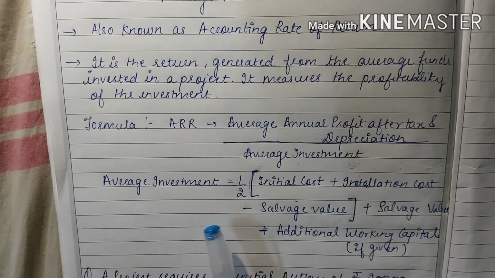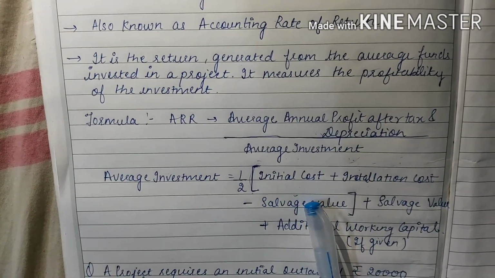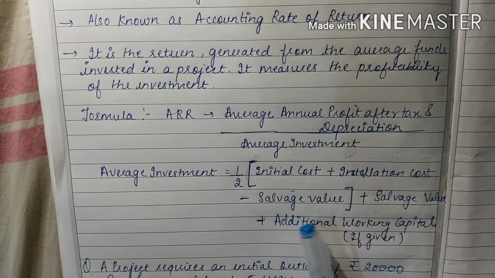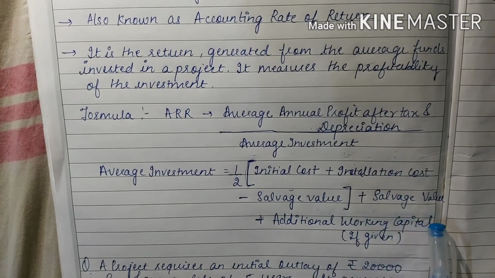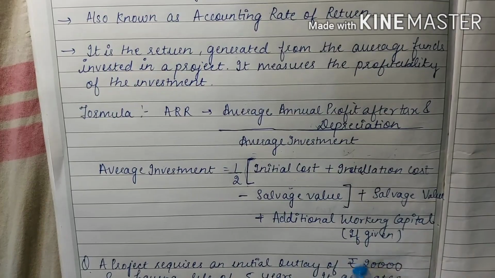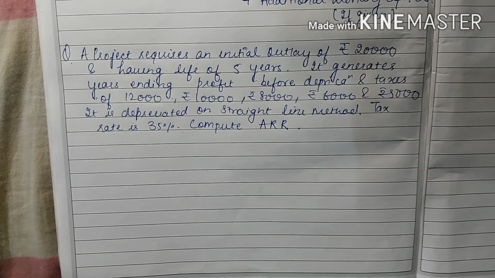And how to find average investment? It is half of (initial cost plus installation cost minus salvage value) plus salvage value plus additional working capital, if given. Let's solve a question based on it.